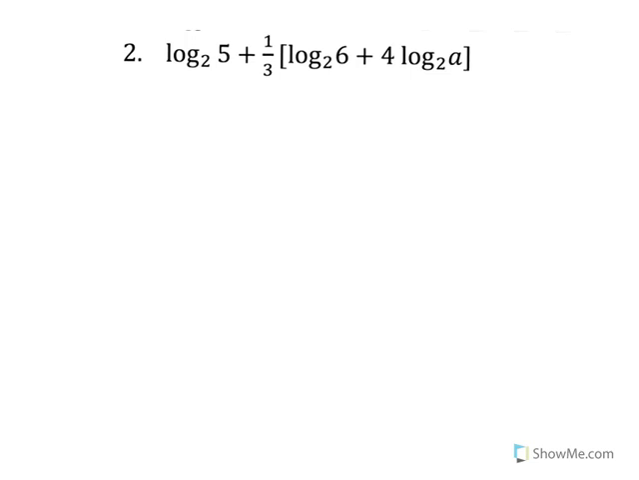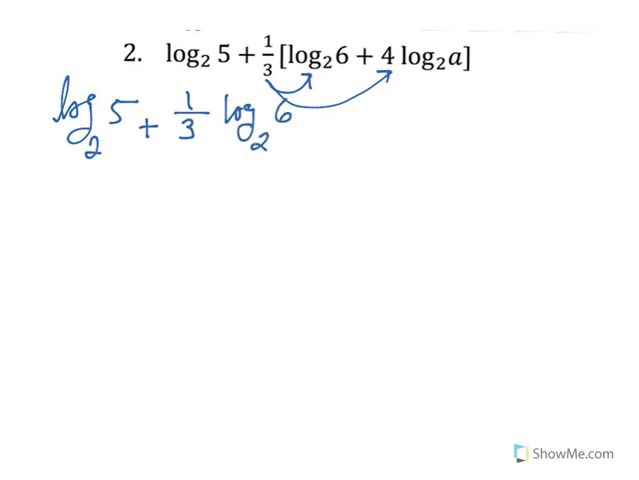Another question. It's a longer expression, and I want to write this as a single logarithm, and we have two rules: the addition and subtraction. The addition goes with multiplication, and the subtraction goes with division. So I'm going to try to simplify this a little bit. The first thing, log 2 of 5: there's nothing that can be done, so I'm going to leave it. Then I'm going to distribute the third inside the parentheses, so it's going to be plus 1 over 3 log 2 of 6 plus 4 over 3 log 2 of a.